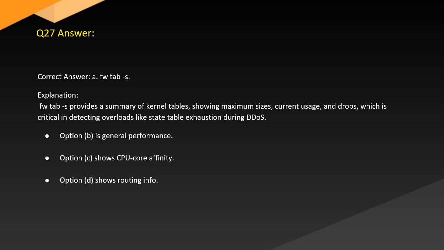Answer. Correct answer: A. fw tab. Explanation. fw tab best provides a summary of kernel tables showing maximum sizes, current usage, and drops, which is critical in detecting overloads like state table exhaustion during DDoS. Option B is general performance. Option C shows CPU core affinity. Option D shows routing info.